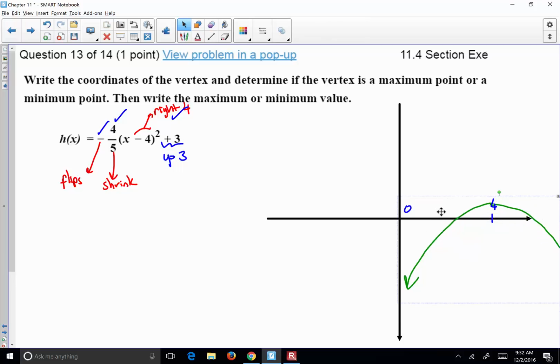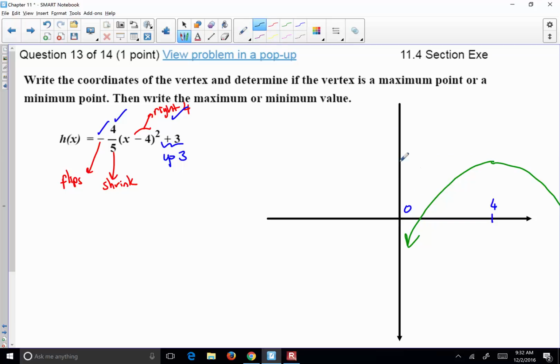Now we're going to move it up 3. 1, 2, 3, and stop. So this location is 3. So if you have been tracking my moves, 4 right, 3 up, this is 4, 3. Or if you haven't been tracking these numbers, I can read the vertex here. Vertex is the opposite of this number, comma, second number, 4, 3.